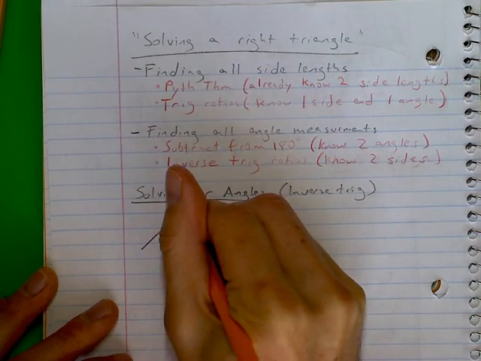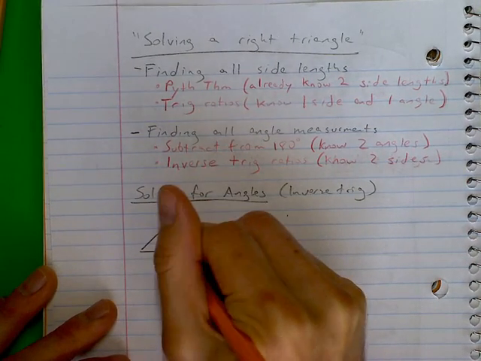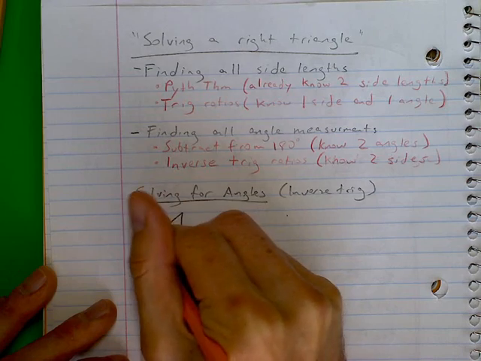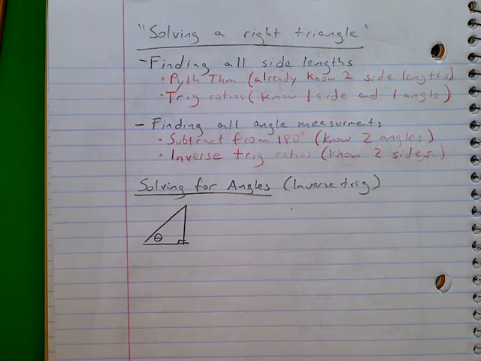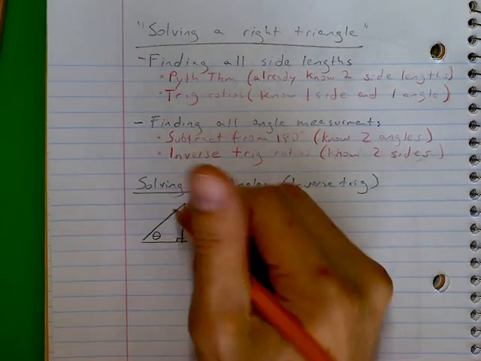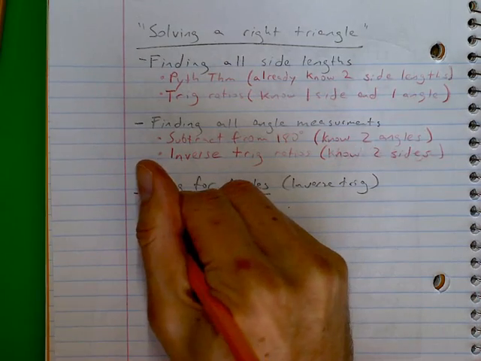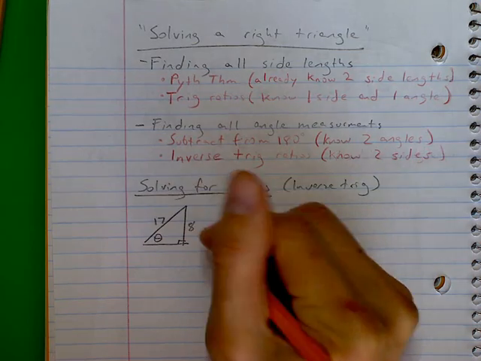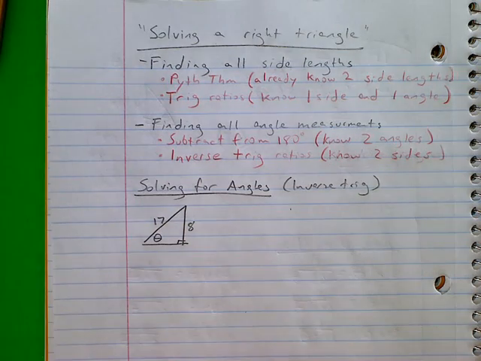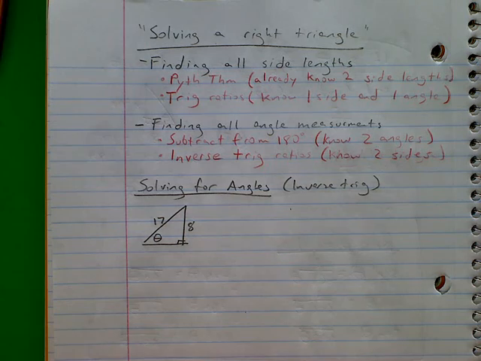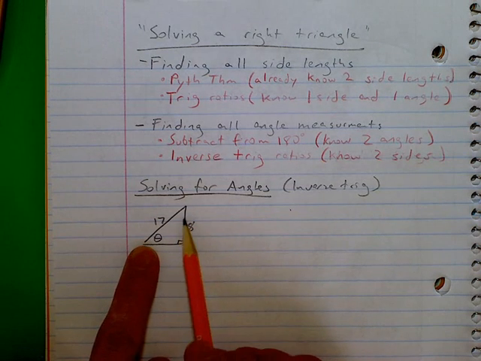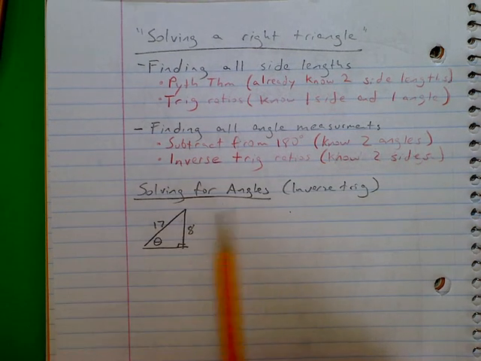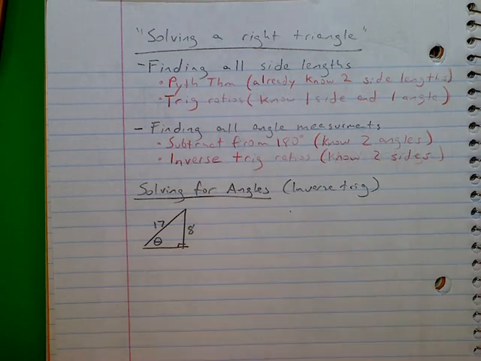So let's say I've got this angle. I want to know how big it is, but I don't. Instead, I know, I'll just use the same triangle from last time, I know these two sides. Okay, so to solve for this angle, I can't subtract from 180 because I don't know what this other angle is, but I can supposedly use some inverse trig.